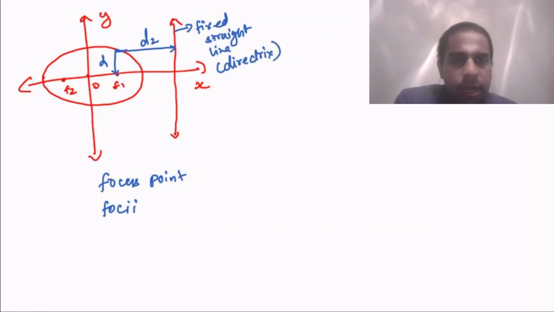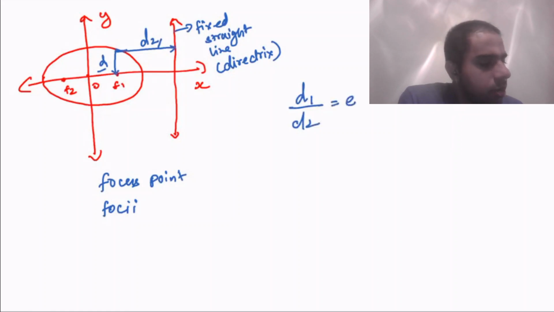So it's given the locus of the points such that the distance between the point and the fixed point and the ratio of that distance to the distance of that point from the fixed straight line is constant. So that is d1 by d2. This distance by this distance is constant, which is equal to the eccentricity, as given in the definition. Eccentricity is always less than 1.